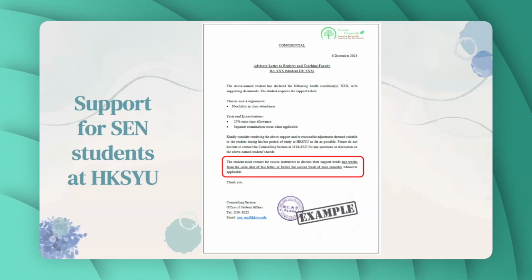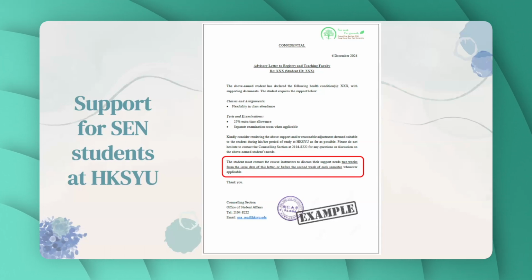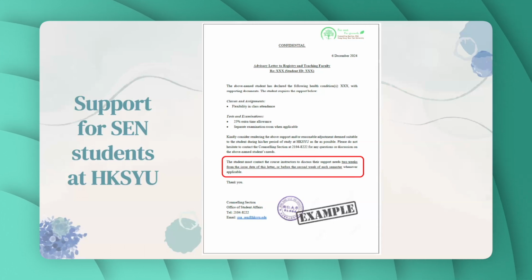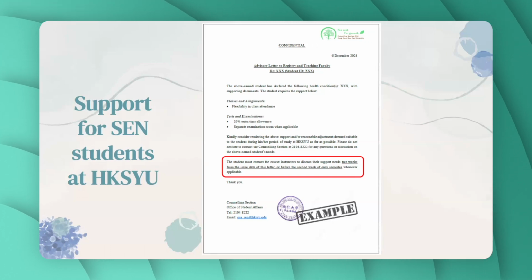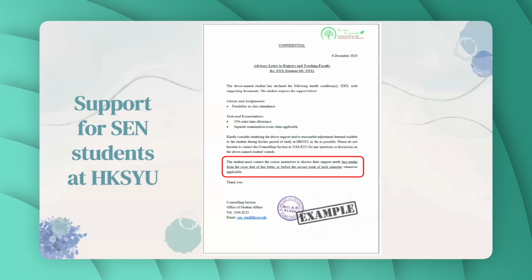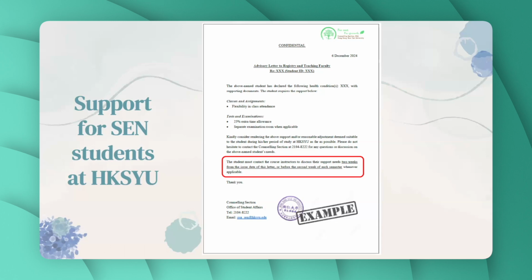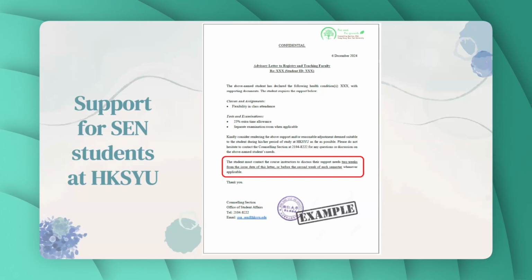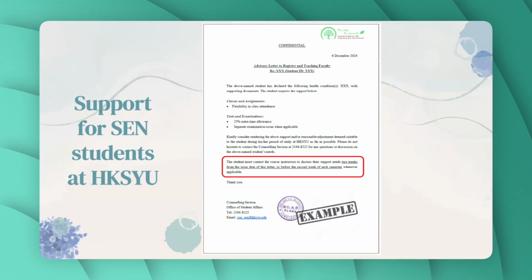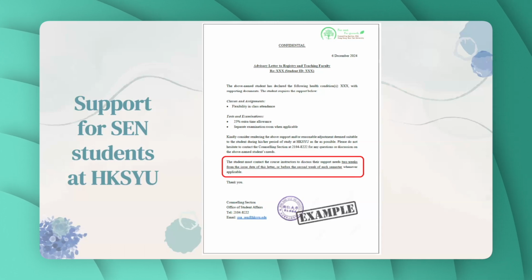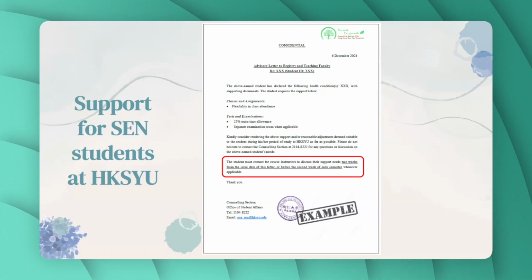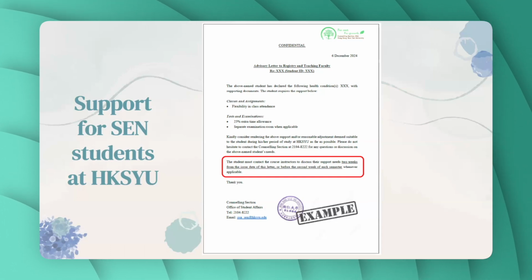One of those I'll probably have to highlight a little bit here. For the class and assignment, we just put flexibility in class attendance. So some teachers call us and say, "What are the flexibilities?" It's actually in here. We say, kindly consider tendering the above support, reasonable adjustment. So how to define reasonable adjustment is up to you.